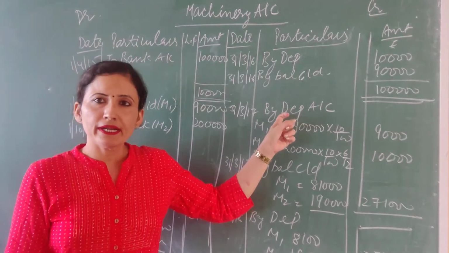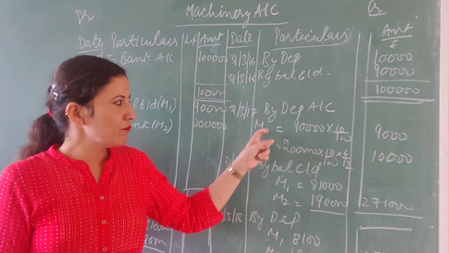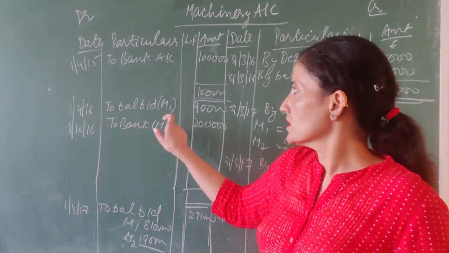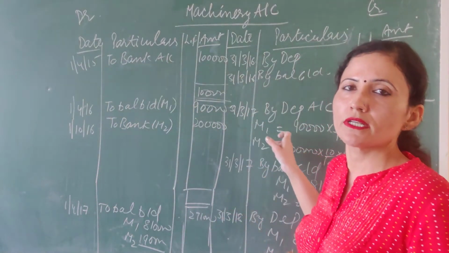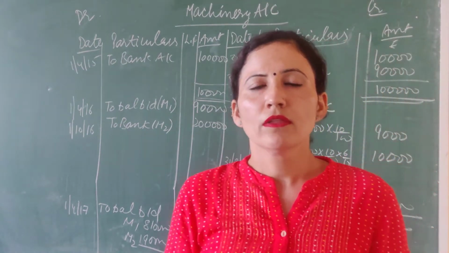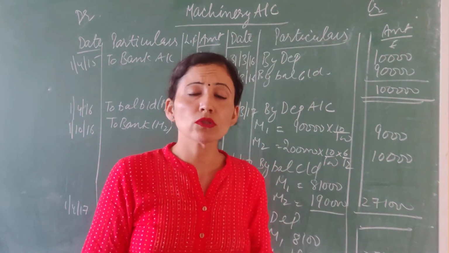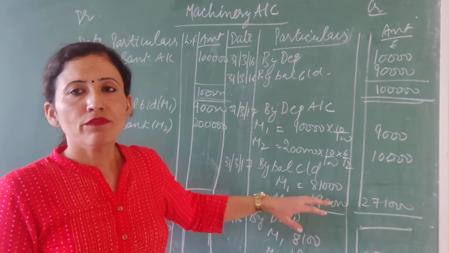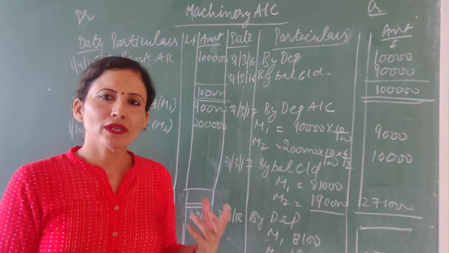And I have written by depreciation at M1 and M2. This is again on the brought down balance. First is 90,000 into 10%, 9,000. Then 2 lakh into 10% for 6 months. This is 10,000. Now the most important part of this method is the balance carried down when you have more than one machine. So let's see.